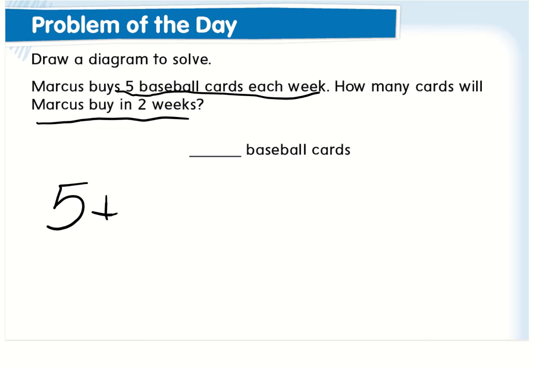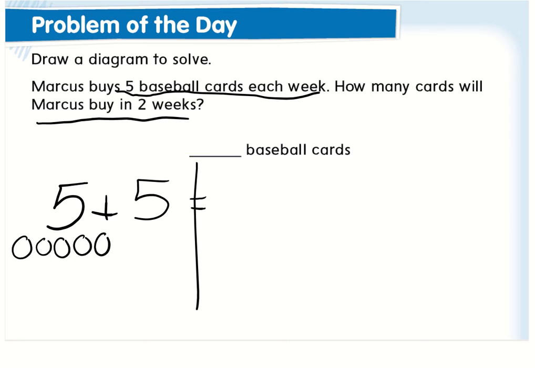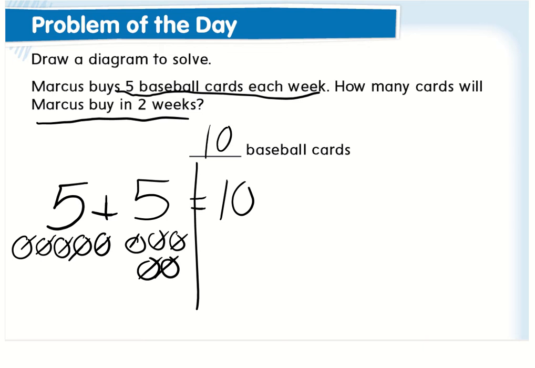If you said 5, you are correct, because if we have 2 weeks, he's buying 5 baseball cards on the first week, 5 baseball cards on the next week. Now we can try to solve this by drawing a picture. Remember, what Mr. Cook says is draw a line down the middle so you can balance one side and the other. So we're going to draw a picture on this side first. So I have 1, 2, 3, 4, 5. And on this side I have 1, 2, 3, 4, and 5. Let's count those all up together, boys and girls. So we have 1, 2, 3, 4, 5, 6, 7, 8, 9, and 10. So we know that 5 plus 5 equals 10. So we're going to have 10 baseball cards for my friend Marcus in 2 weeks, which is pretty awesome.